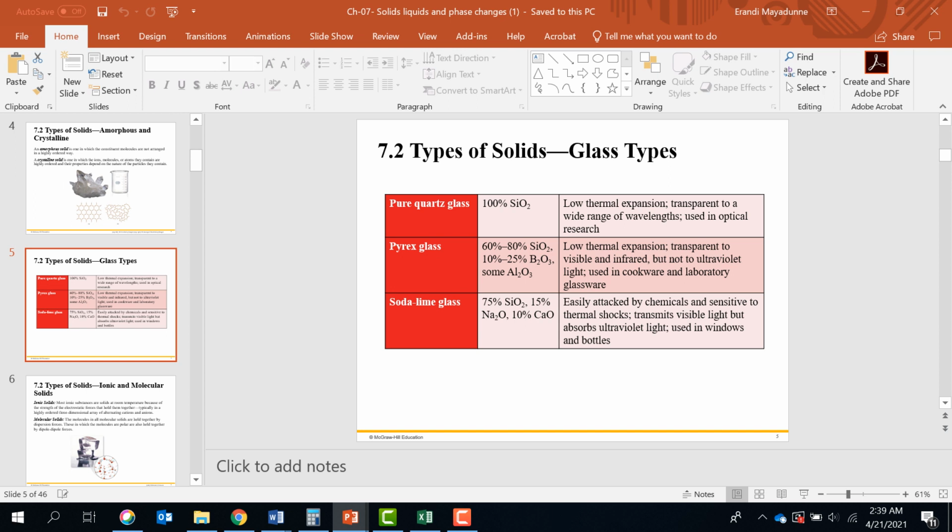But you can see there what the compositions are. The Pyrex we use in the oven is used because it has very low thermal expansion.